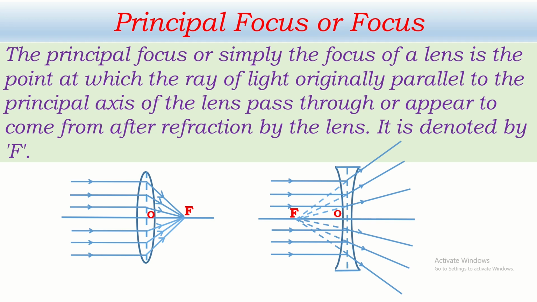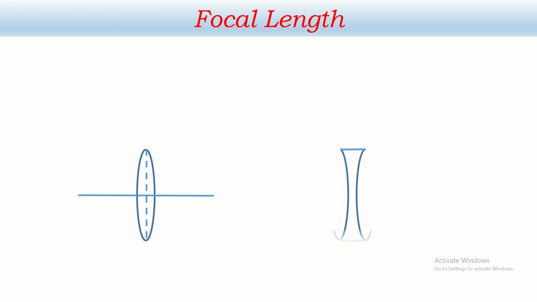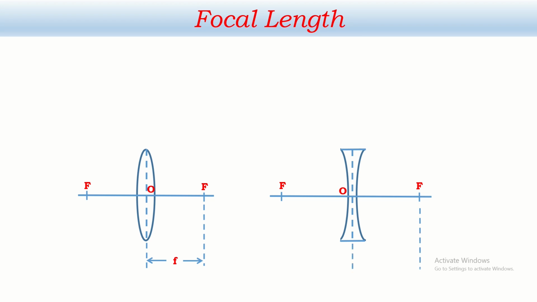Now one point is left. Let's go through that also. Focal length. This is a convex lens, and this is the bisector line, and this is the principal axis. This is a concave lens, with the bisector line, and this is the principal axis. There is focus and optical center. In both cases I am representing them, and the distance from the optical center to the focus is actually the focal length in the case of a convex lens, and in a concave lens also the same. The distance from the optical center to the focus of the lens is called the focal length of that lens, and it is denoted by small f.